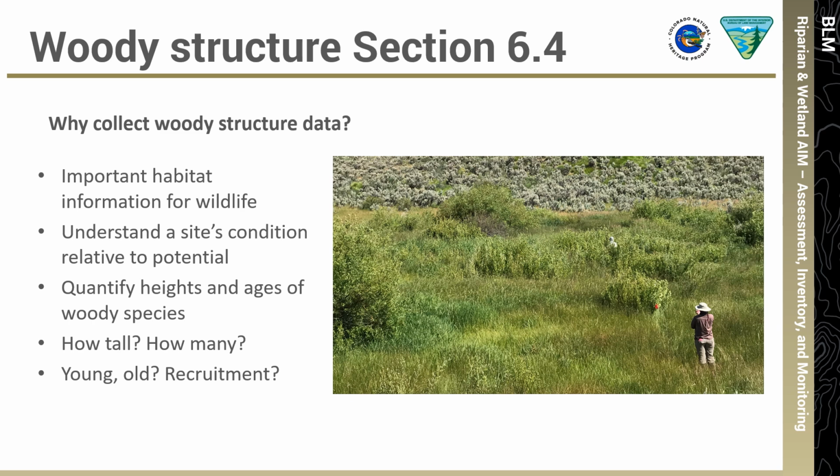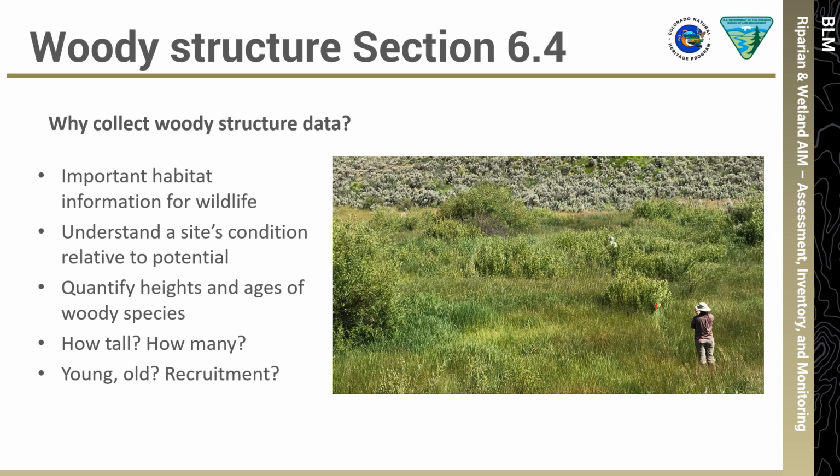Information on woody structure in an ecosystem is important for wildlife habitat. Many species of birds and mammals depend on the structure that woody plants provide. Data on woody structure help us understand a site's condition relative to the site potential. If we expect to see willows in a site under pristine conditions and willows are absent, then we know the site is degraded compared to its potential.